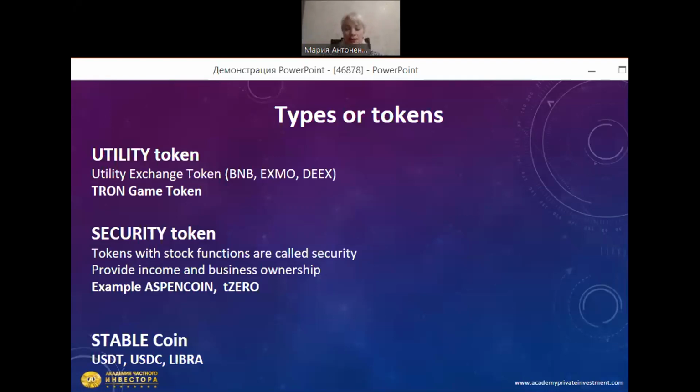Another type is the security token, tokens with the functions of stock. They are those tokens that provide to their owners the same rights as a stock company, so the profits and the ownership. For example, Aspen coin, this is about real estate in Colorado, USA, for millionaires, Aspen, and a luxurious hotel. They tokenized it, meaning that every centimeter of real estate of this hotel was transferred into coins, Aspen coin, and people, by investing into Aspen coin, now have a share in the profits of this hotel. The hotel is for wealthy people. They stay there and generate profits, and all the owners of Aspen coin get some dividends from the ownership of these coins.